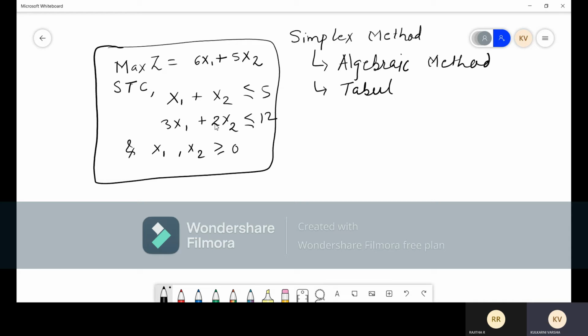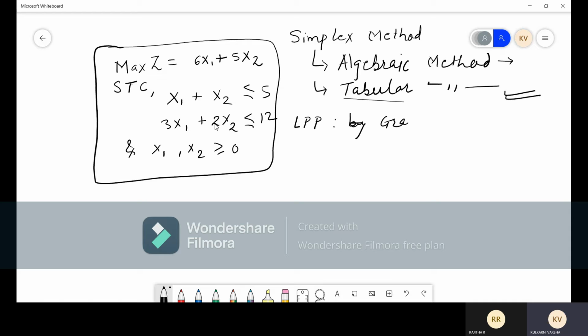Most of the time, even in the 10 scheme, we'll get questions to be solved with the tabular method. Very rarely they will ask questions where we need to solve through the algebraic method. So first we'll finish with the tabular method because it is easy to understand. So we'll start with the tabular method. Now we have seen how to solve the LPP.